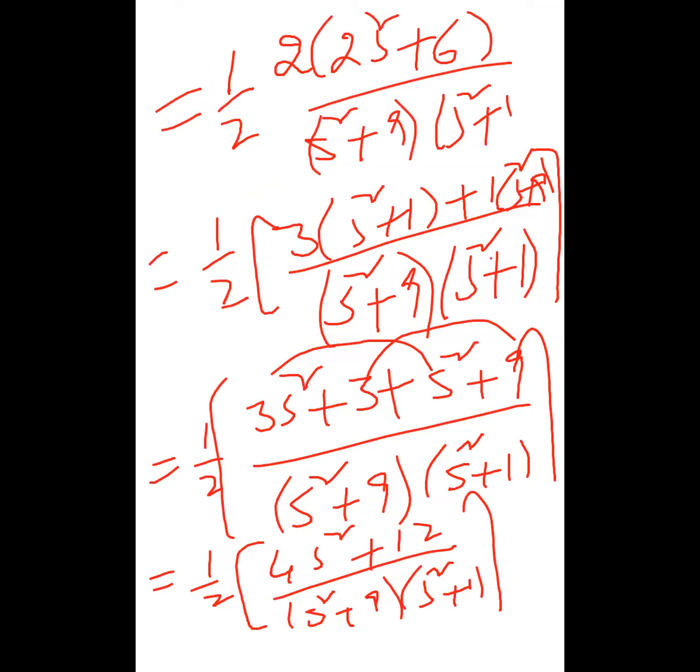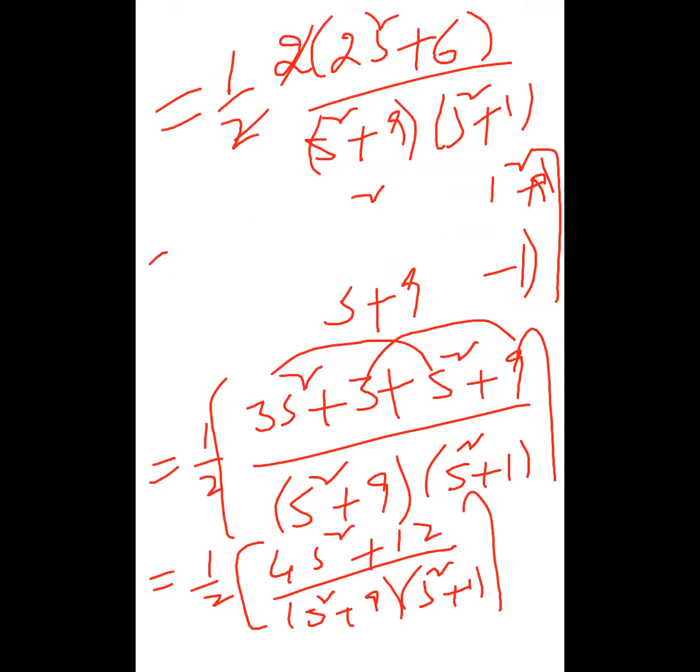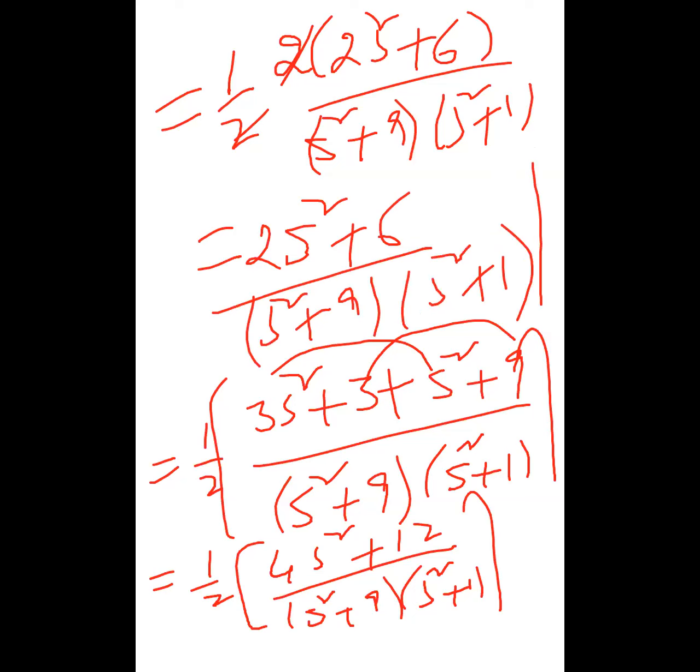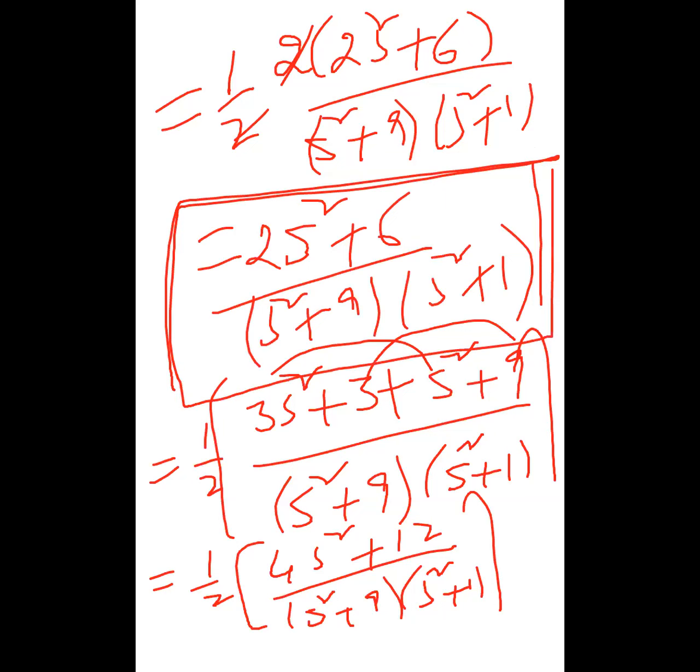So numerator 2 and denominator 2 are cancelled. The final resulting value of the given problem, L of sine 2t into cos t, is 2s square plus 6 by S square plus 9 into S square plus 1. This is the required answer. Okay, this problem is very important.